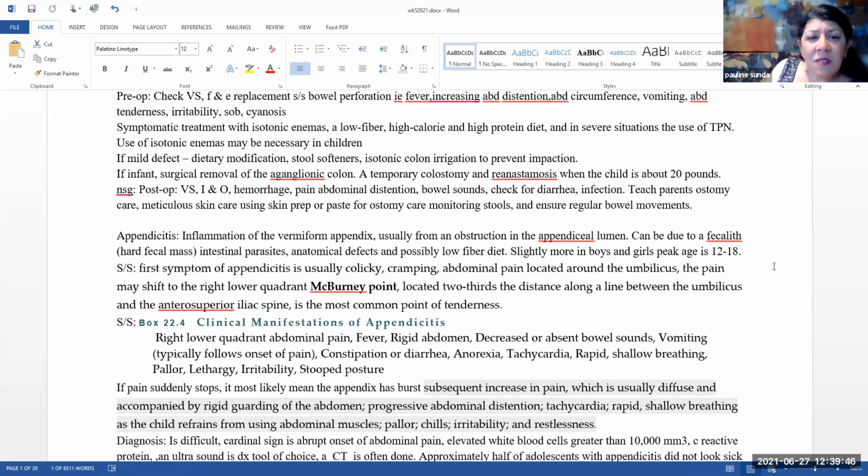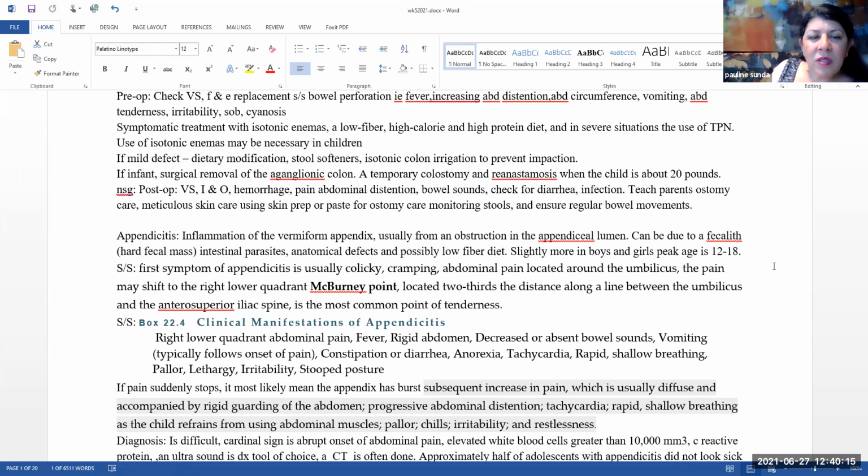If it's a mild defect, this might be able to be managed by using dietary modifications, stool softeners, isotonic colon irrigations to prevent impaction. If they require surgery, typically what will happen is they will do a surgical removal of the aganglionic colon, a temporary colostomy, and then reanastomosis may occur when the child is about 20 pounds.